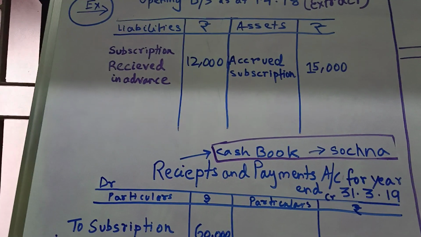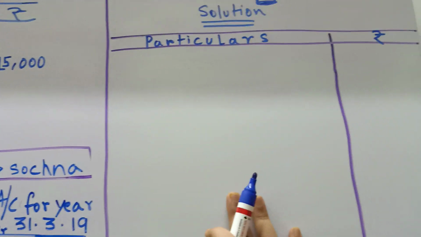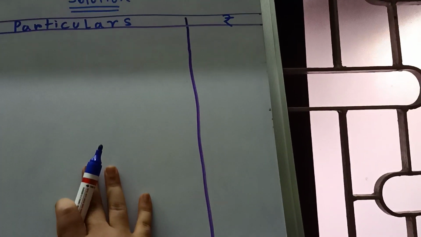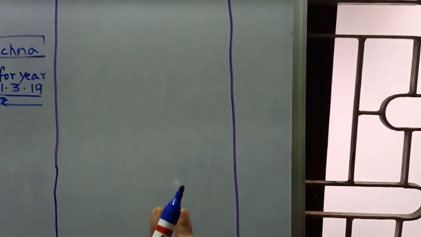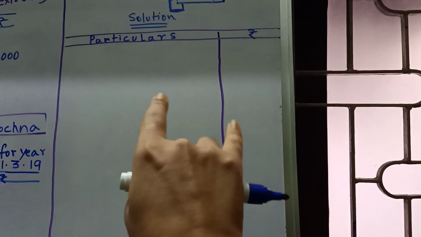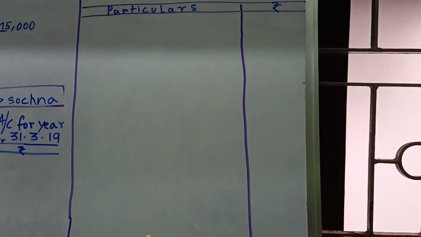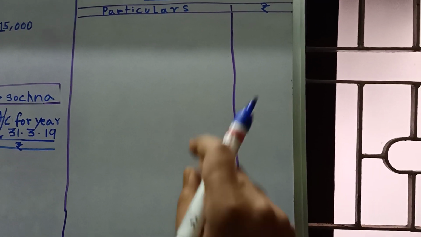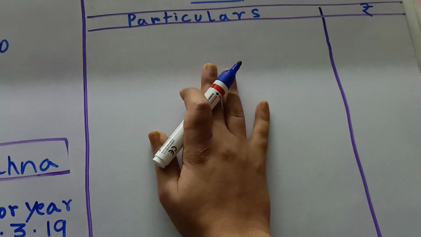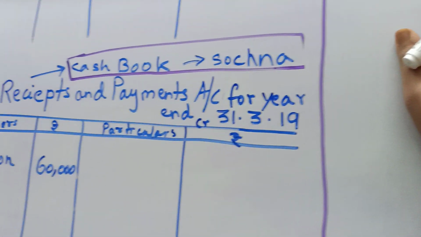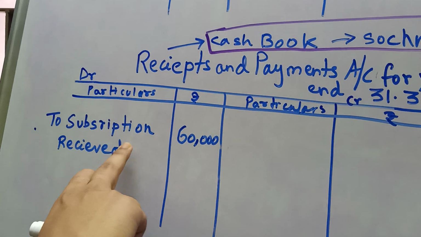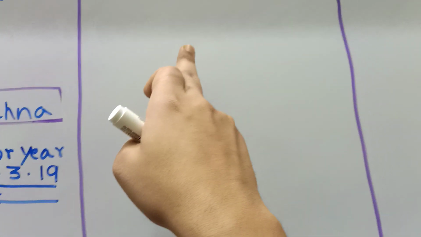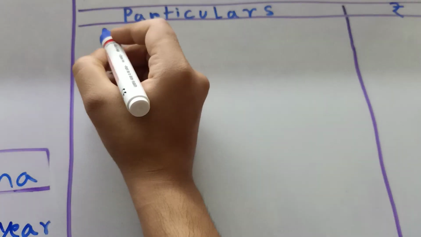Now let's look at this. As you can see, I had already drawn this particulars and rupees statement where I am going to solve and calculate the subscription that will be credited to the income and expenditure account. In this format, the first thing that I would definitely put is the subscription received. This amount of 60,000 would first be written over here.